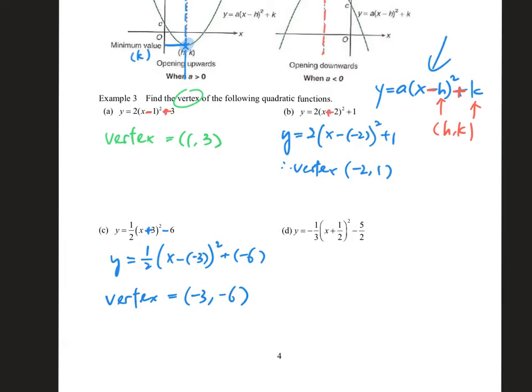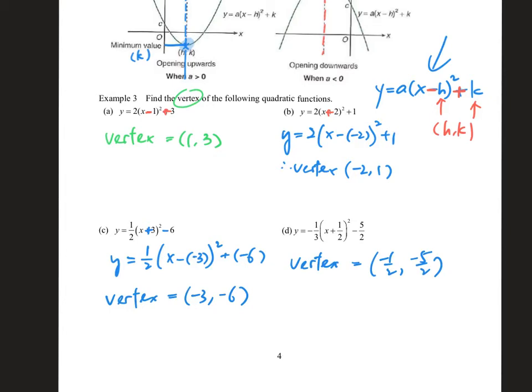Part D, how about I just skip a step and write the answer directly, which is vertex now is (-1/2, -5/2). So hopefully it's a piece of cake for you to read the vertex from a vertex form.